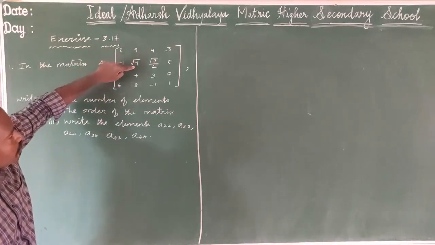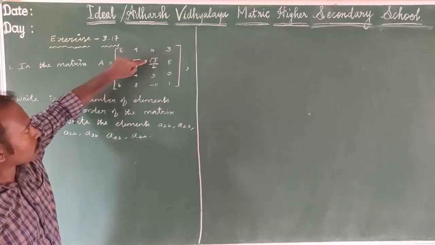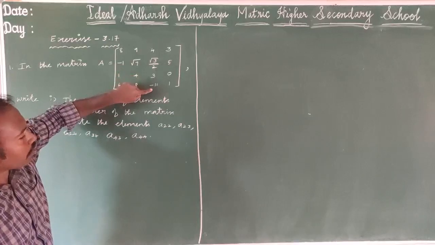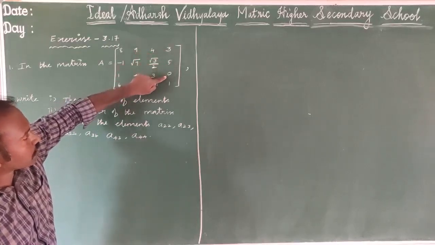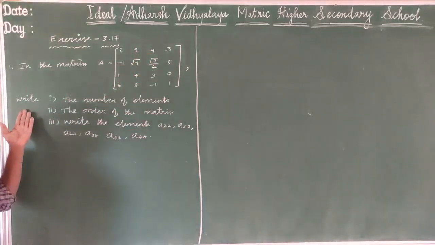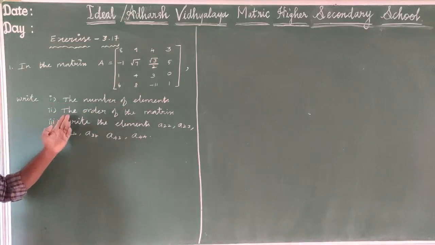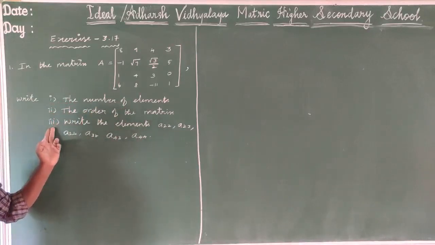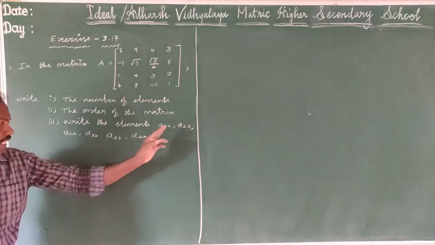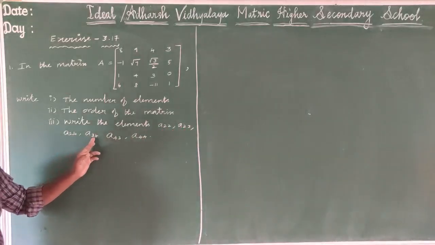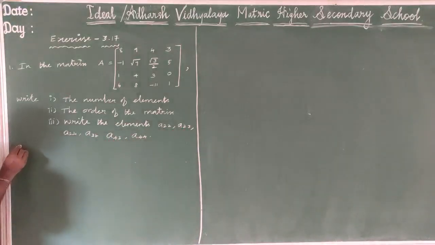Here first column is 8, minus 1, 1, 6. Second column 9, root 7, 4, 8. Then third column 4, root 3 by 2, 3, minus 11. And fourth column 3, 5, 0, 1. Write, first subdivision, the number of elements. Second subdivision, the order of the matrix. Third one, write the elements A22, A23, A24, A34, A43 and A44.